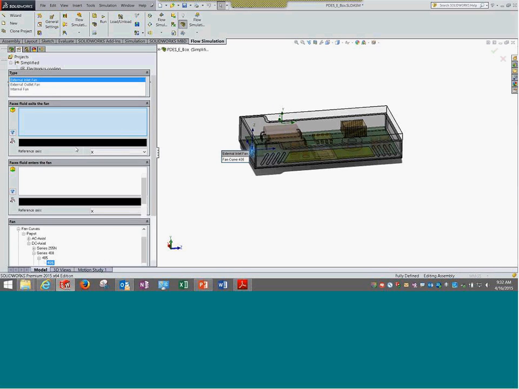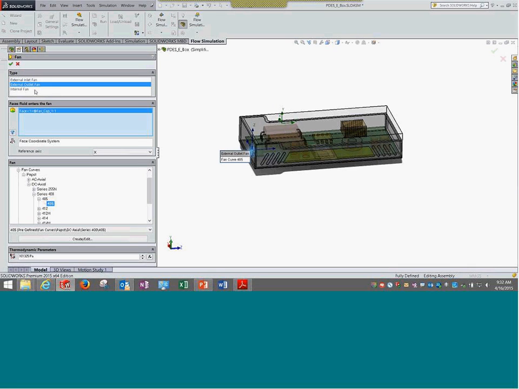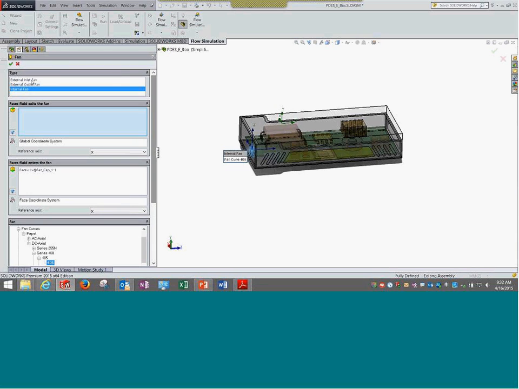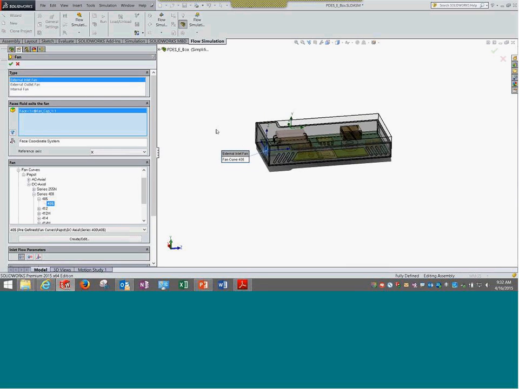Any component which you think you want to represent as a fan, we have this option. There you can see we have three different fans. One is an inlet fan, there is also an external outlet fan, and there's also an internal fan. As the word says, the one we are using now is an external inlet fan.